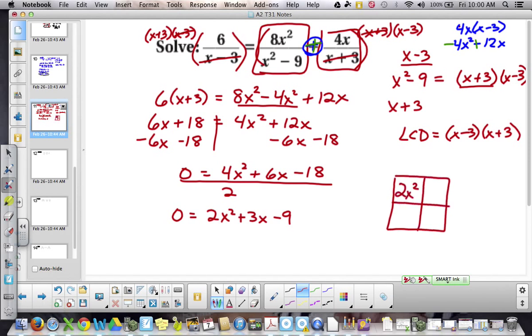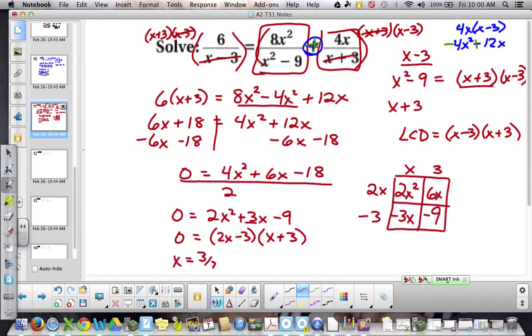2x squared minus 9. I'm looking for two numbers that multiply to negative 18 and add up to 3. That would be 6x and minus 3x. And then factoring that, I get 2x here, minus 3 here, x here, and 3 here. So we get 0 equals 2x minus 3 times x plus 3. If I set each one of those equal to 0 and solve, I get x equals 3 over 2, or x equals negative 3.